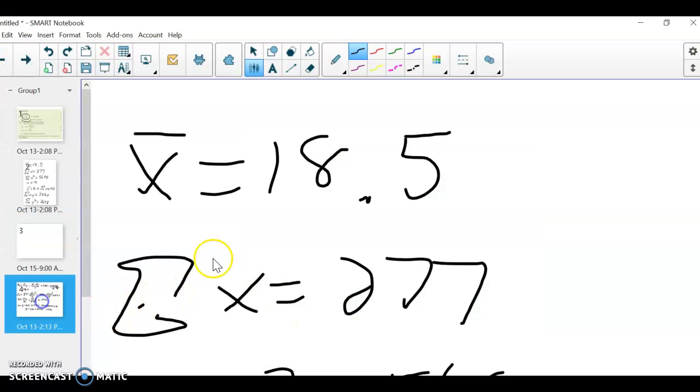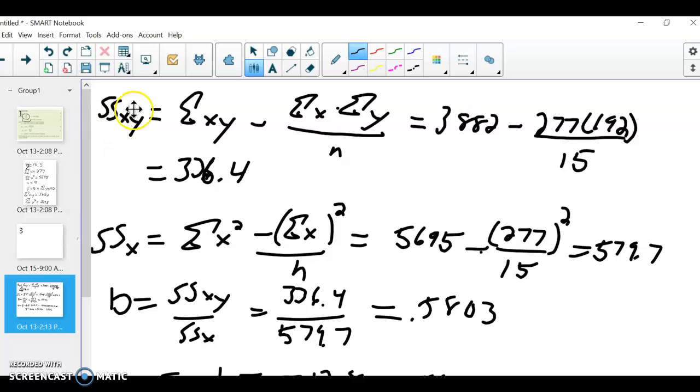So let's take a look. I've kind of already calculated these ahead of time. So the sum of xy, here's your formula. Again, if you were doing this by hand, the formulas would be in front of you. You're not memorizing them, you just have to use them. So the sum of xy is this number. The sum of x is this number, 277. The sum of y is 192. And then n is 15. So you type it in the calculator, and you get this number. So SSXY is 336.4.